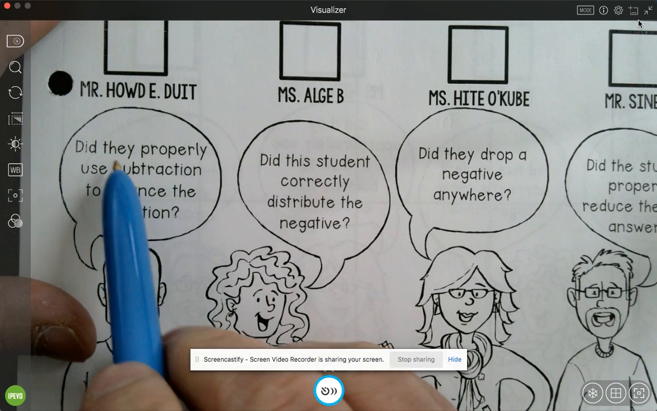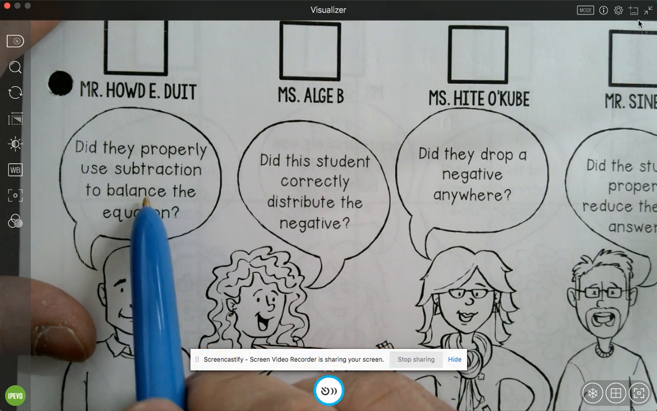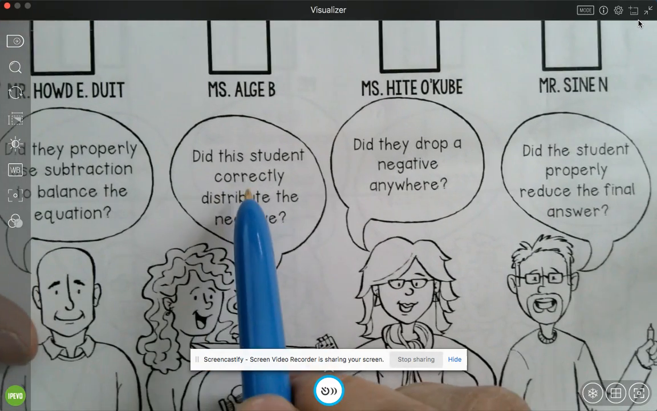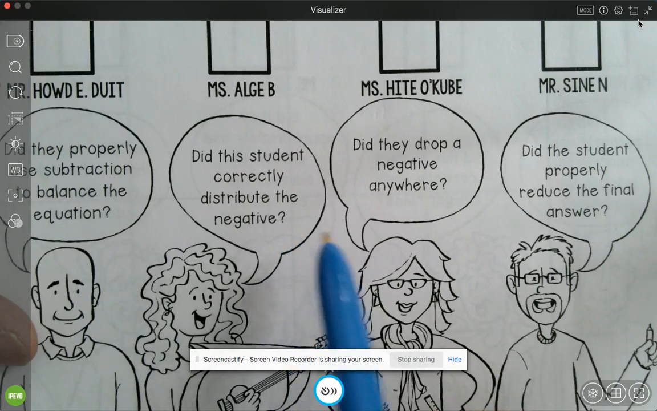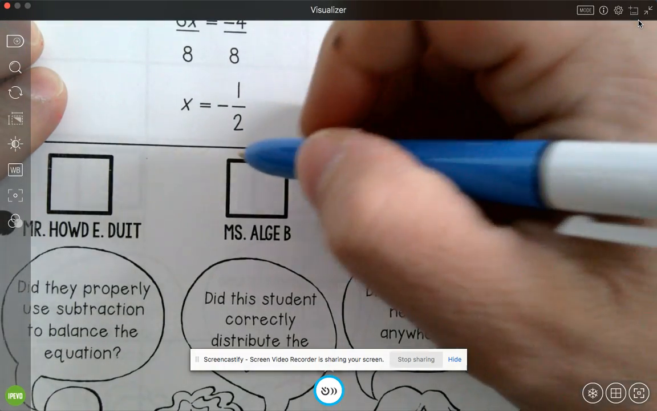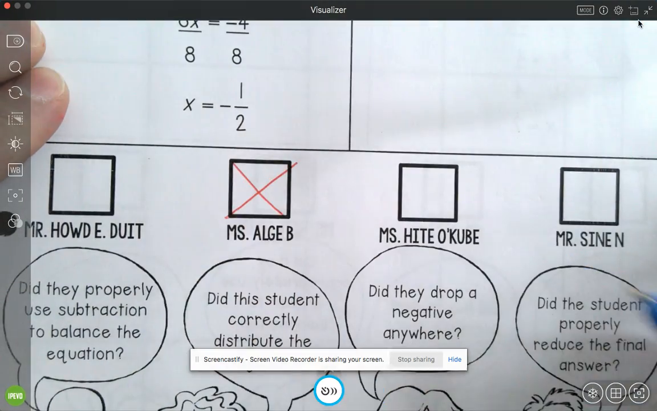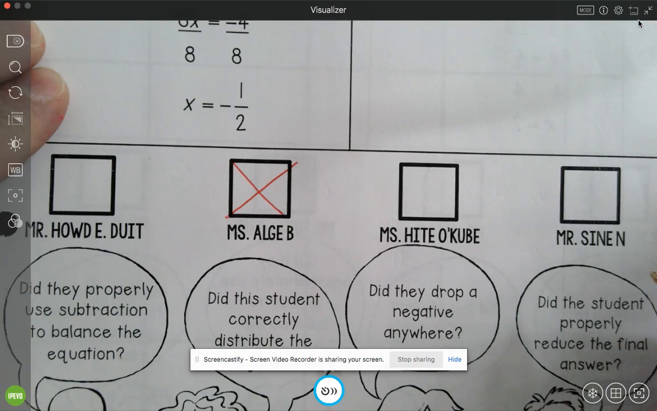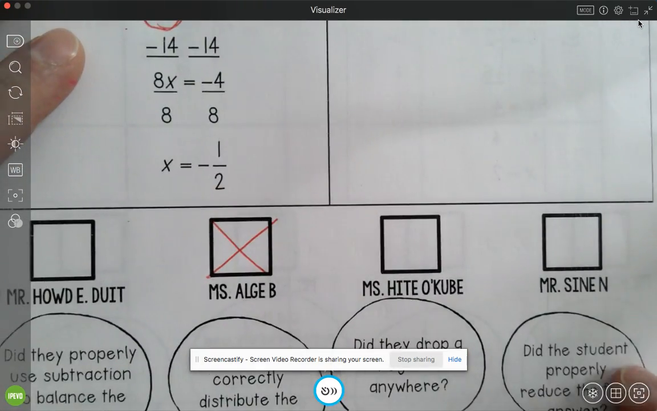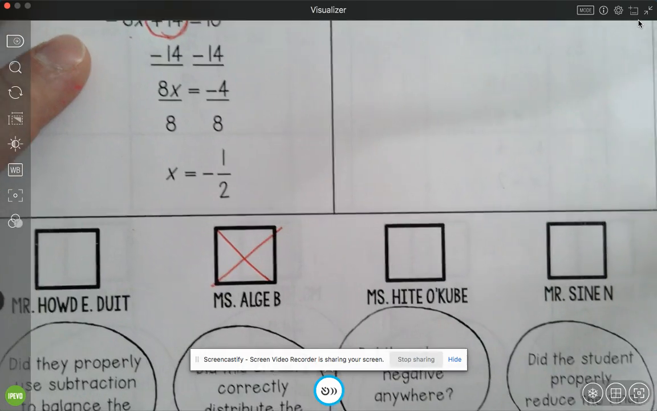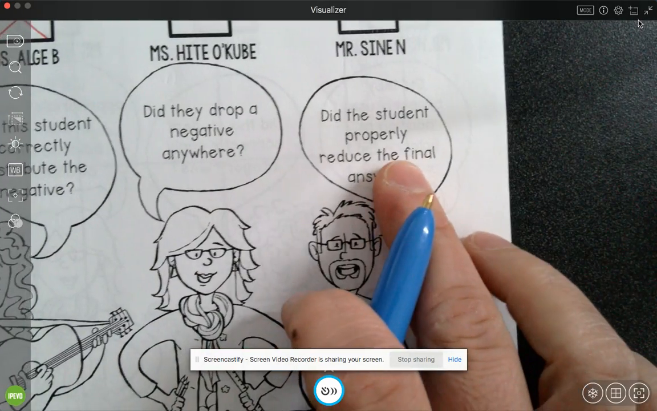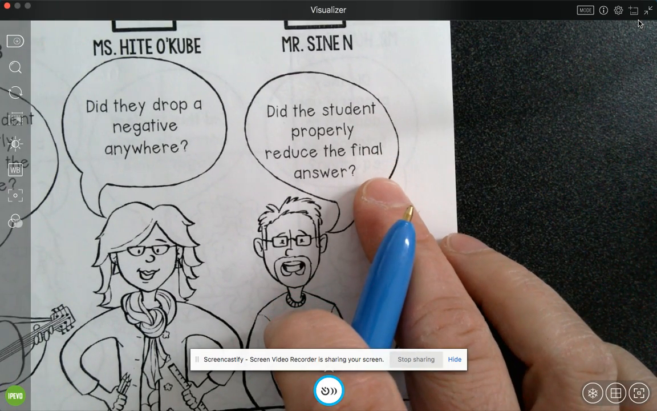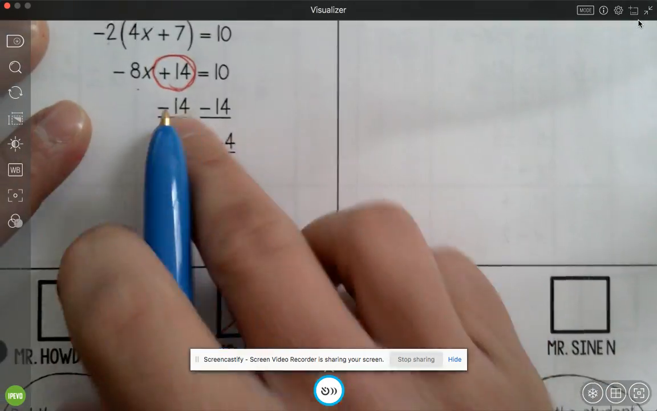So did they properly use the subtraction? Yes. Did the student correctly distribute the negative? No, because so Miss Algebra, that's the correct person telling us the error. Okay, so now, they didn't drop a negative anywhere. Did the student properly reduce the final answer? They did. Yeah, so it was that one.